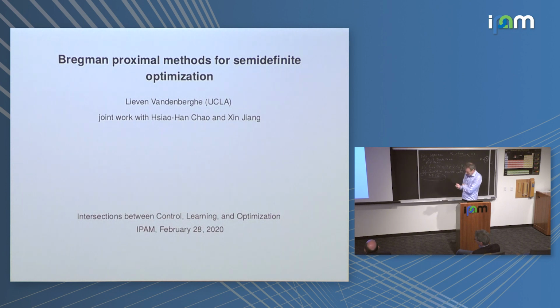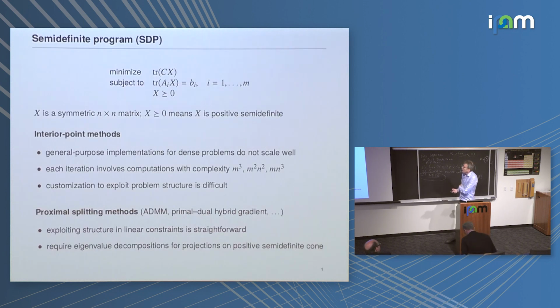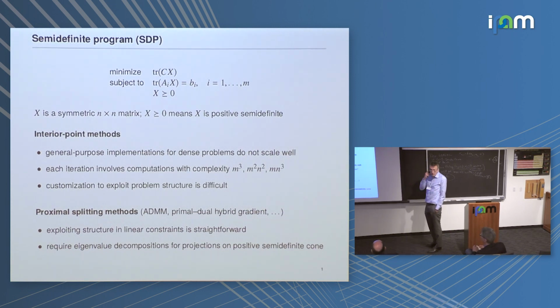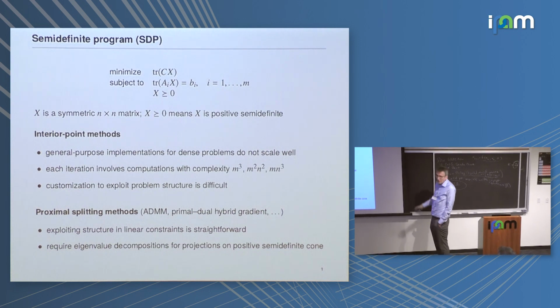So the talk is about semi-definite optimization, which is a problem that has many interesting applications in learning and control. But for many of these applications, the complexity of the existing solvers is too high, so it prevents scaling to larger problems. If you use the standard notation for SDP, with an n by n symmetric matrix variable and m linear equality constraints.